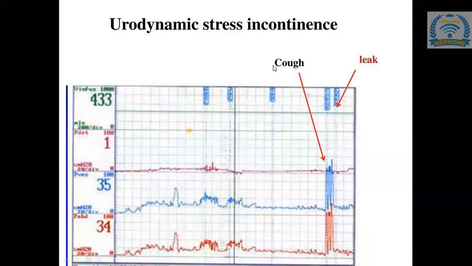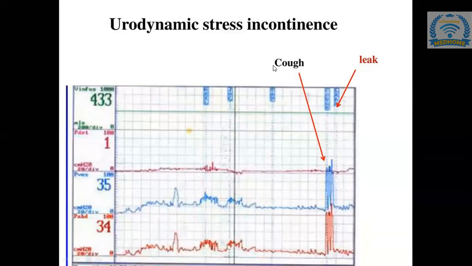Yes, ma'am. And in detrusor overactivity, there will be a detrusor overactive activity in the filling phase, and that is going to cause the leak. Along with that, there will also be a rise in the bladder pressure, but the abdominal pressure won't increase.